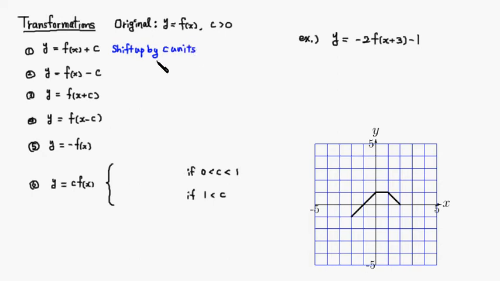Once you can figure that one out, number 2 is simple. What if you subtract c? If you're adding c, it increases the value of y, so it goes up. If you subtract a number, the y value is going to go down, which means the graph is going to get shifted down by c units. So this is a shift down by c units.